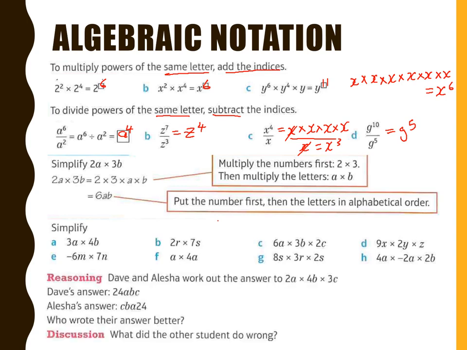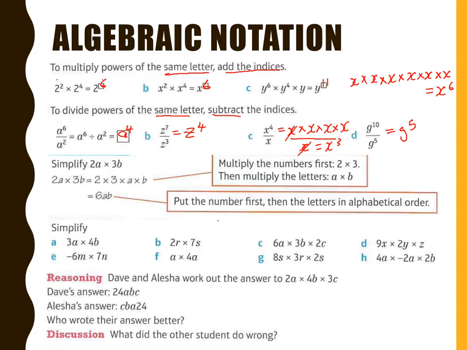Dave and Alicia work out the answer to 2a times 4b times 3c. Dave's answer is 24abc. Alicia's answer is cba 24. Who wrote their answer better? Remember, that question is not who wrote their answer wrong. This is still right, but they're saying who wrote the answer better. And in this case, it's Dave. But it's asking what did the other student do wrong.